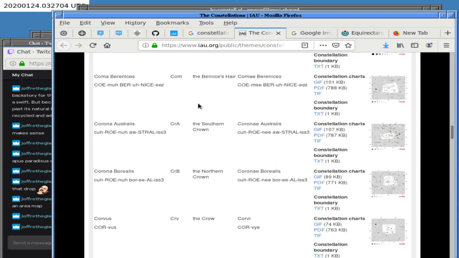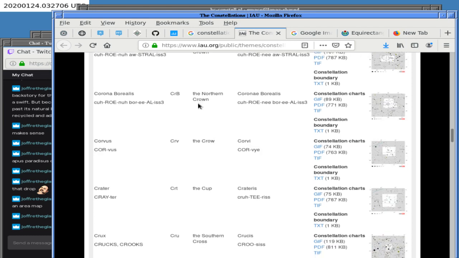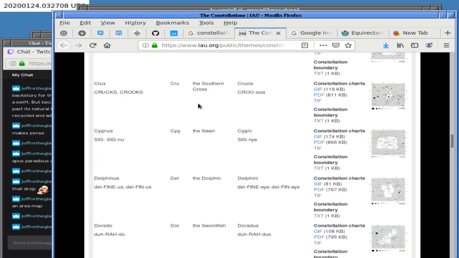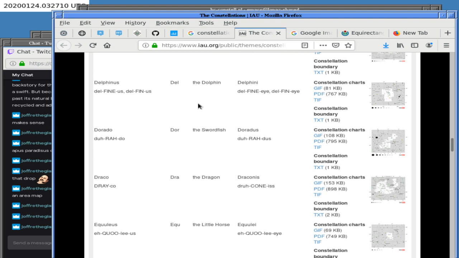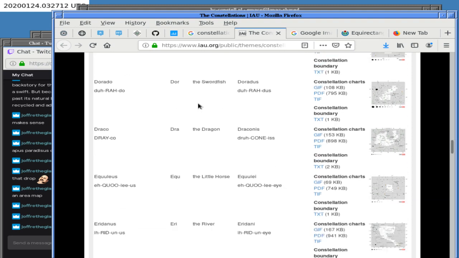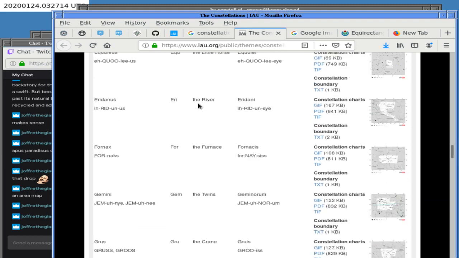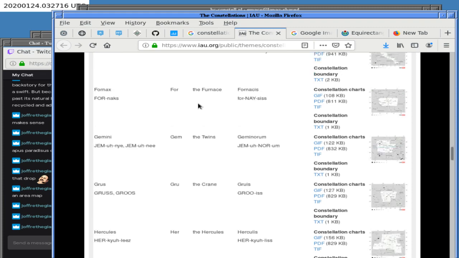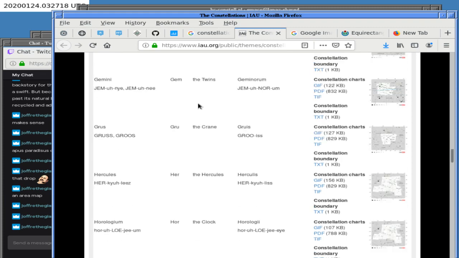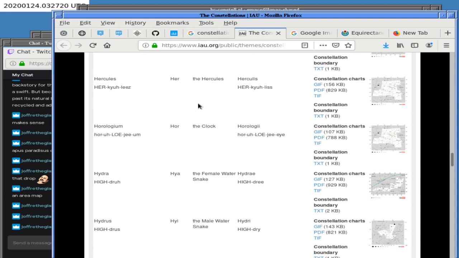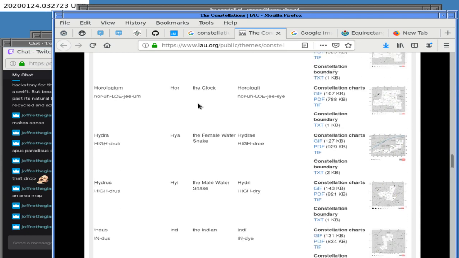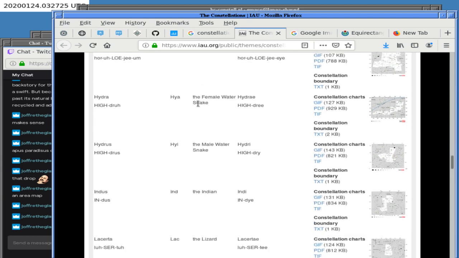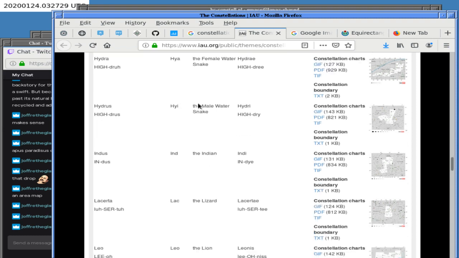The dove, Coma Berenices, Berenice's hair. The crow. Some of these actually are kind of made up. Dorado, the swordfish. The little horse, the river. Fornax was the furnace. Grus was the crane. That was the clock, Horologium. Hydra. Well, I don't know. I didn't know Hydra was female, but okay. Oh, and Hydrus is male. Okay. I thought Hydrus was small and Hydra was large, but apparently it's female and male.